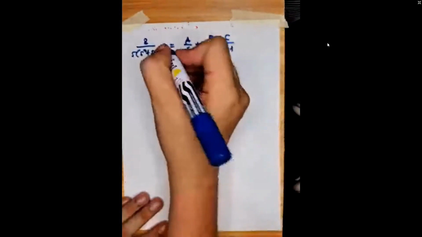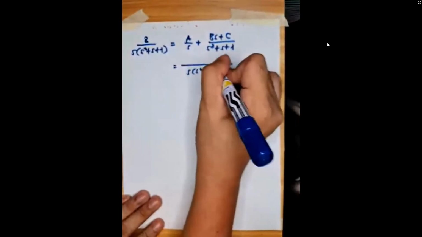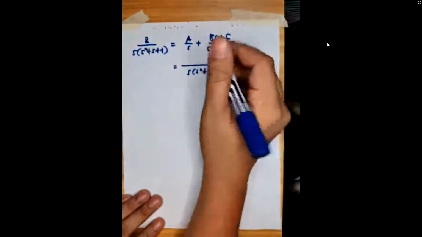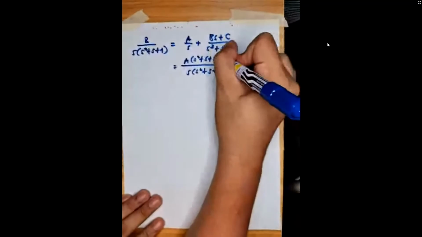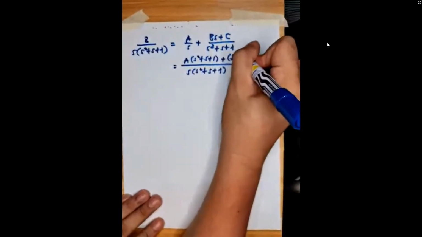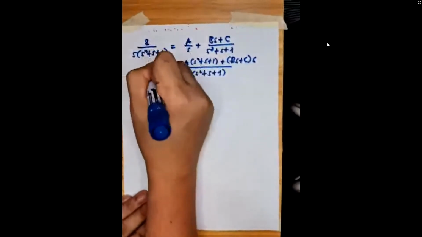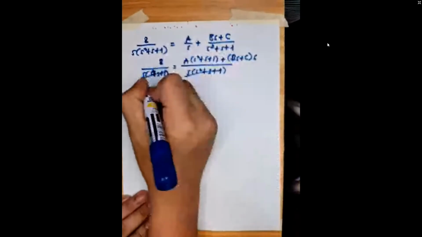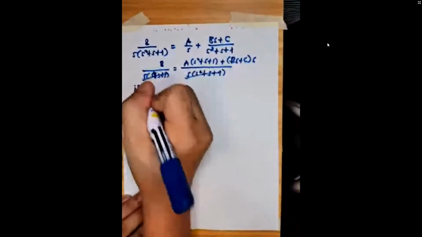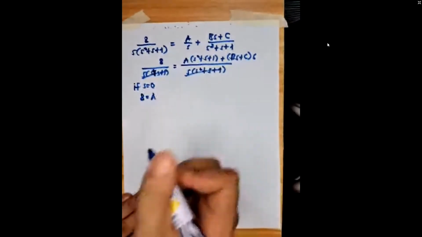Okay, so therefore, this is equal to s times s squared plus s plus 1. This is a times s squared plus s plus 1 plus the quantity bs plus c times s. So this is 8 over s squared plus s plus 1. Cancel, cancel. And if s is 0, okay, 8 is equal to a. So a is 8.